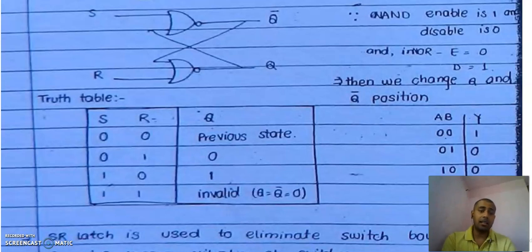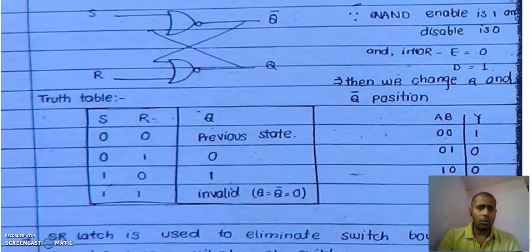Now for S is 0 and R is 1. So we'll start with R is 1. If any input in NOR gate is 1, we are getting output as 0. So R is 1, we are getting Q as 0, and if Q is 0 and S is 0, we will get output 1, which are complement of each other, and Q is equal to 0. Now S is 1, R is 0, so S is 1, we will get Q bar as 0. If Q bar is 0 and R is 0, we will get Q as 1, which are complement of each other.